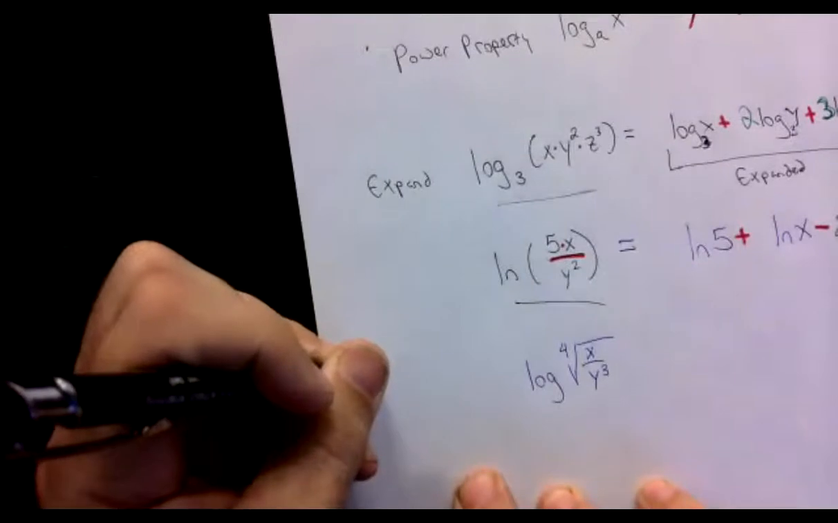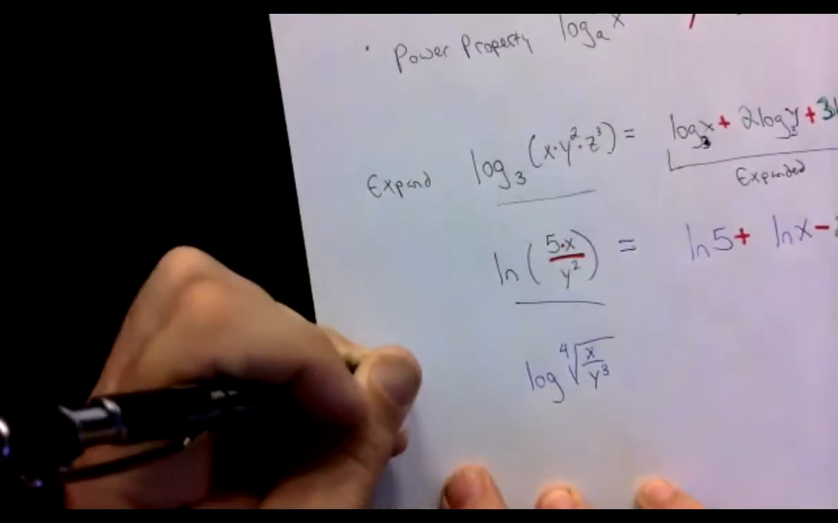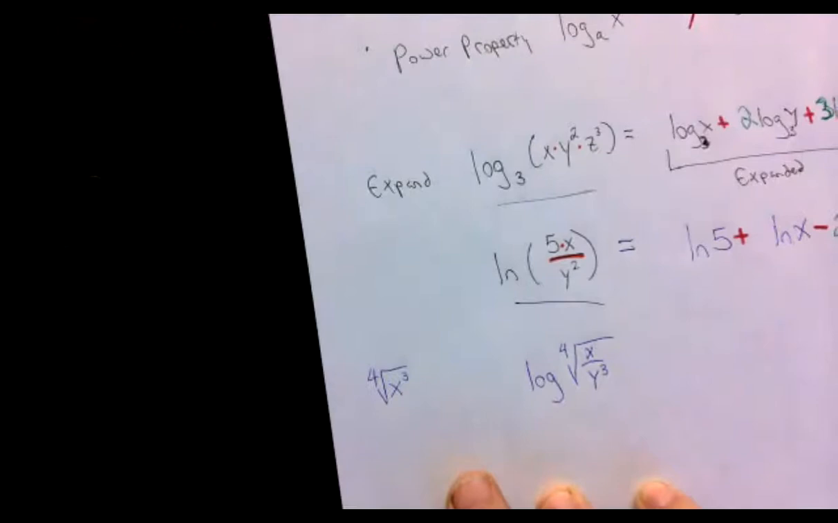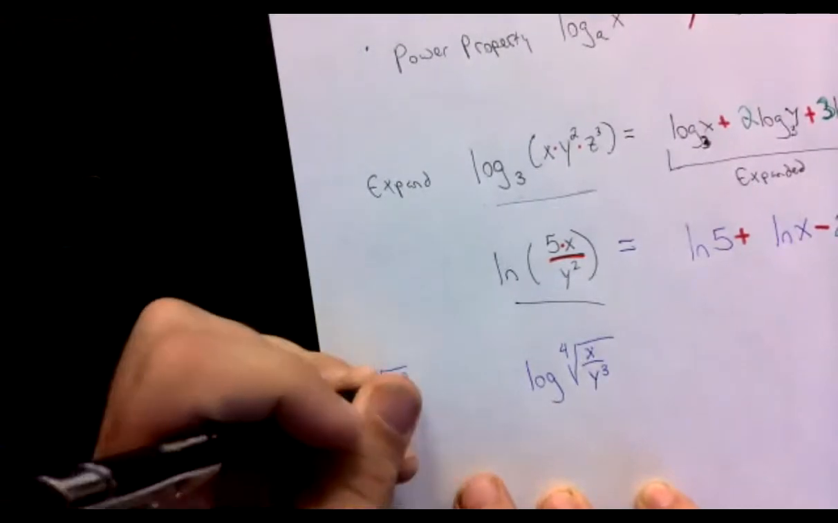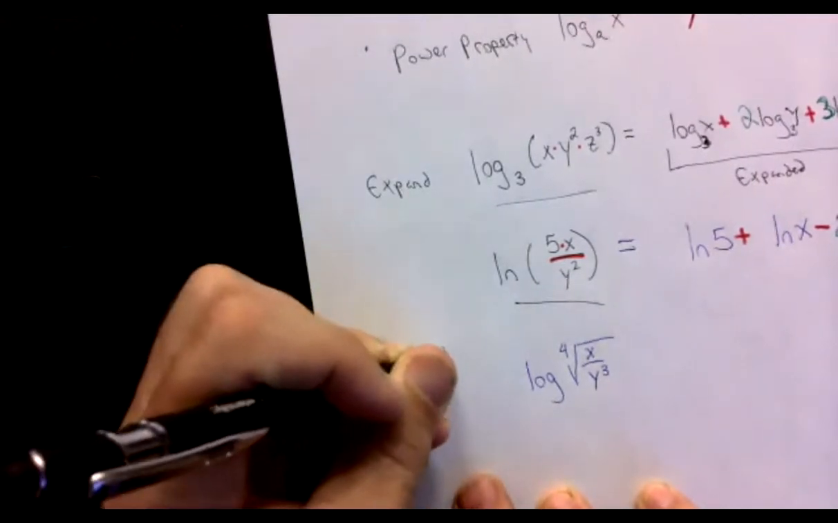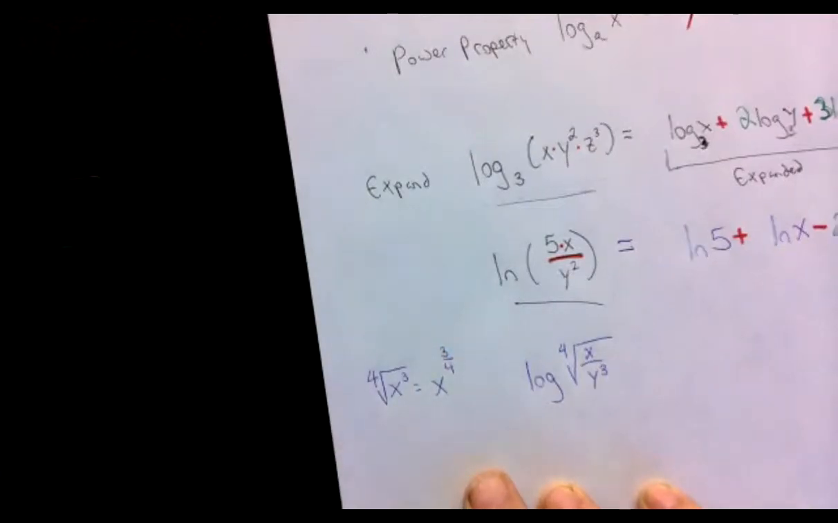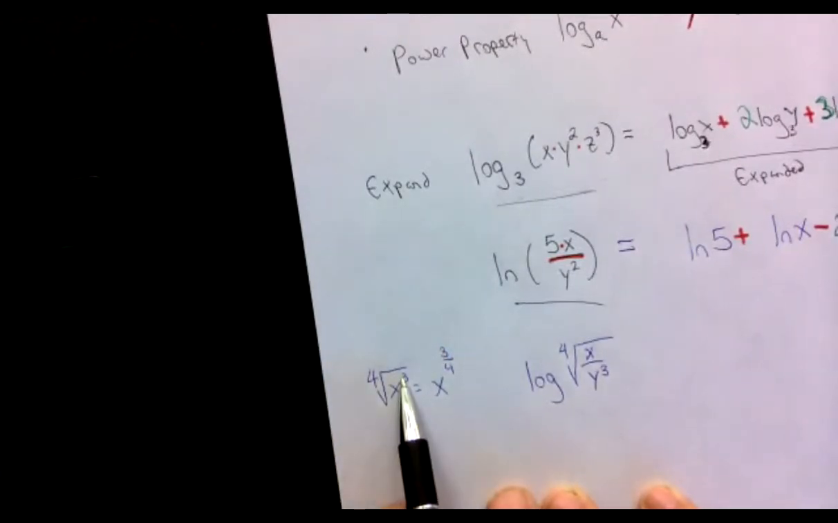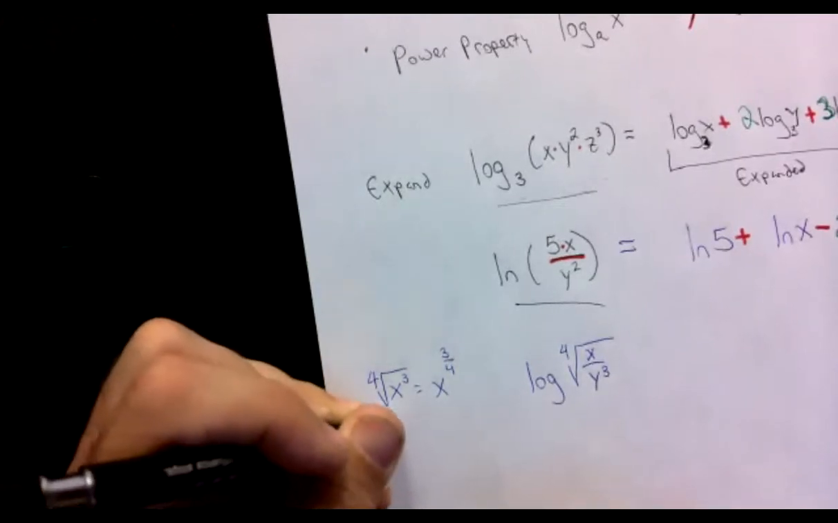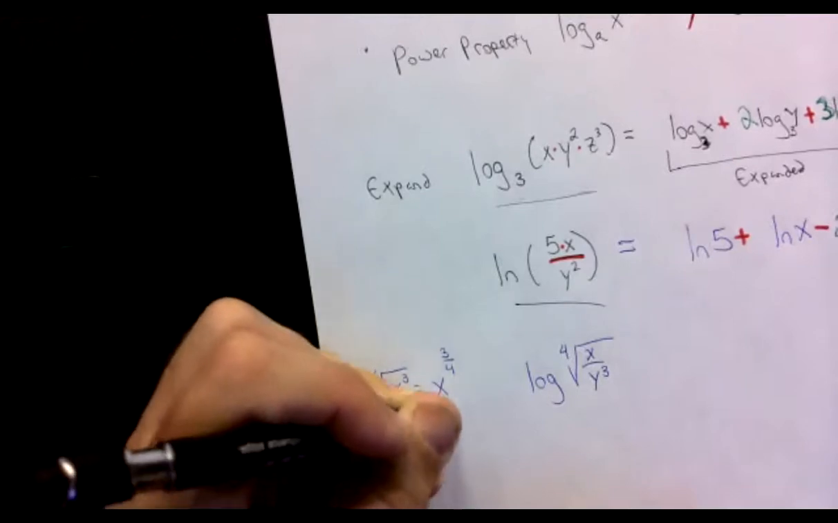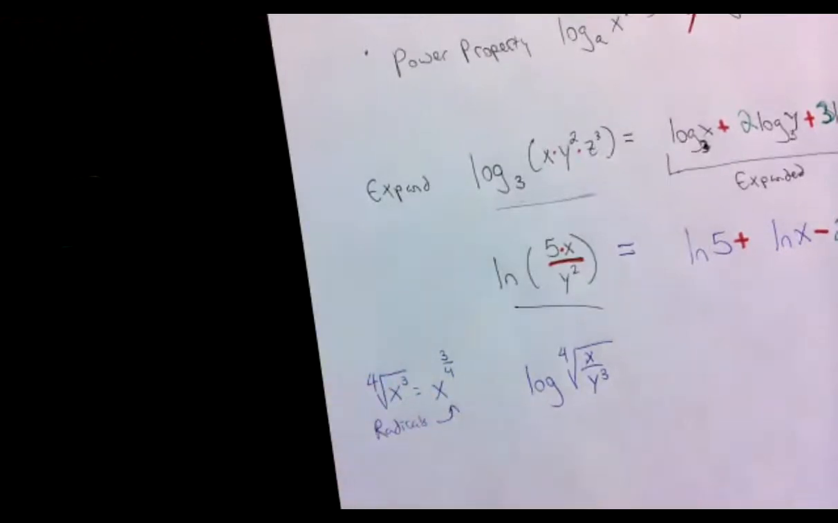Going back in time, if we wanted to rewrite the fourth root of x to the third when we were talking radicals, remember we can rewrite this as x to the 3/4 power. So any exponent goes to the top part of the fraction, and that root number goes to the bottom part of the fraction. So when you have any kind of radicals, any kind of roots, make sure you rewrite them as fraction exponents.